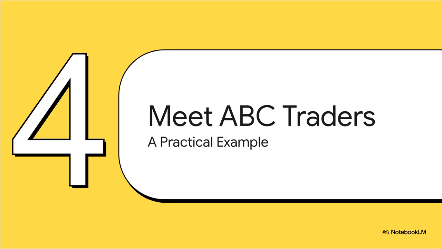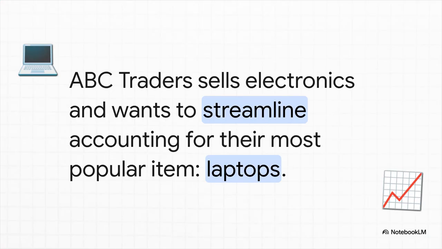All right. Theory is great, but let's see how this actually works in the real world. Let's meet a company we'll call ABC Traders. So ABC Traders, they sell a bunch of different electronics, but their big seller, the one flying off the shelves, is laptops. They're processing tons of laptop sales and purchase orders, and all that manual ledger selection is starting to become a huge bottleneck. It's slowing them down.